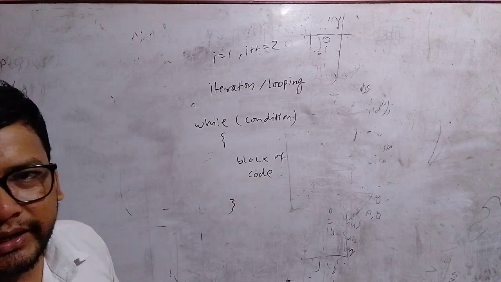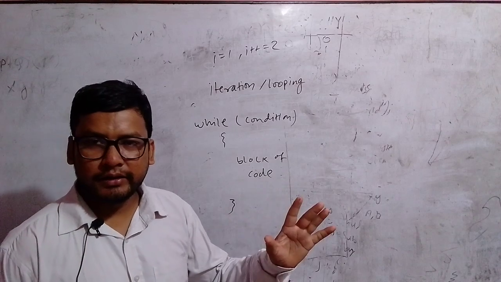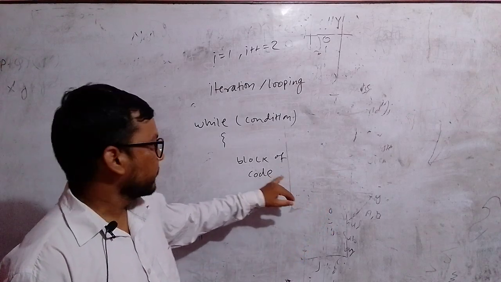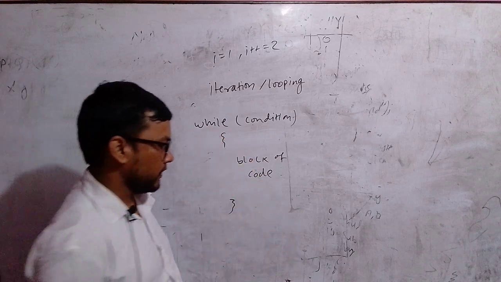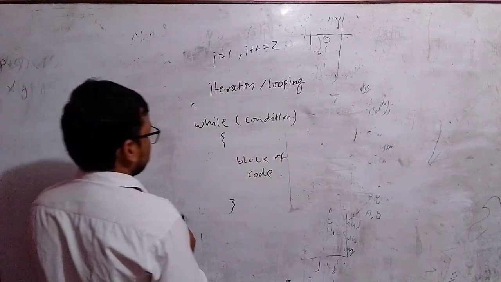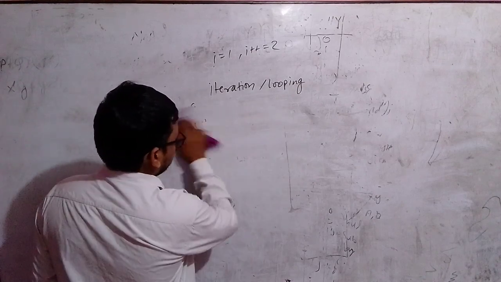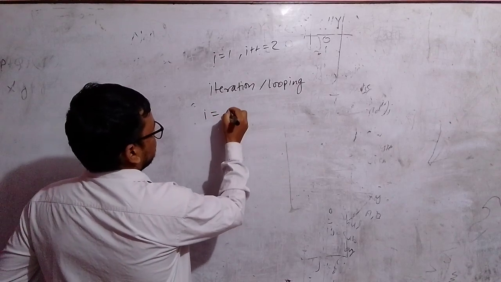Now, this is the syntax of the while loop. How do we display 1 to 10, the same as the for loop does? Now, how to display 1 to 10 using this while loop? Let's see the example. While loop, while iterations. I is equal to 1.